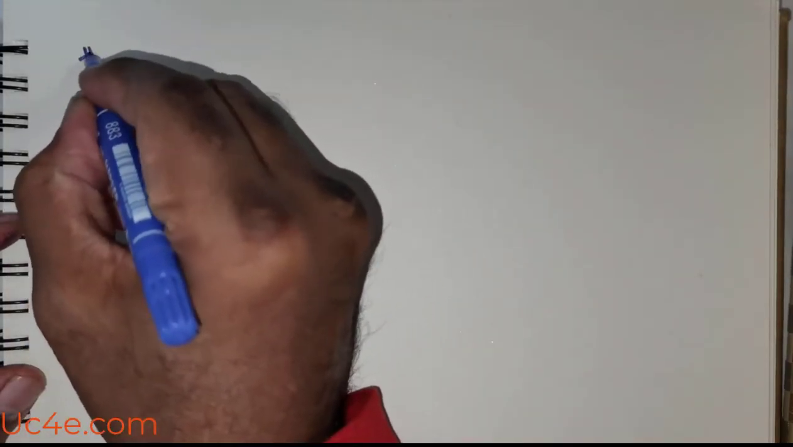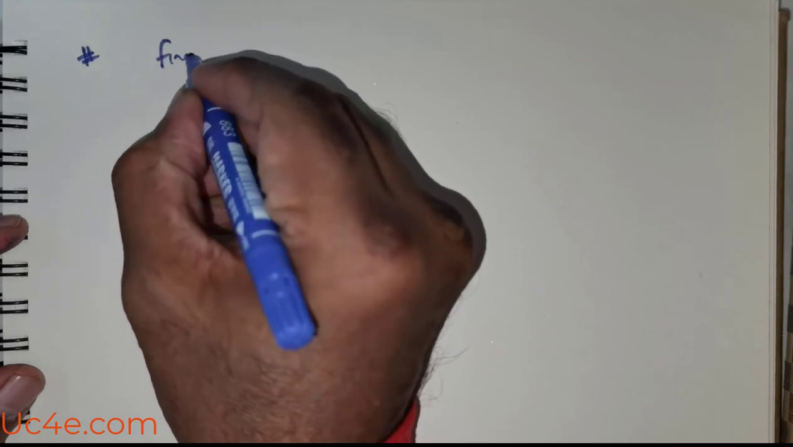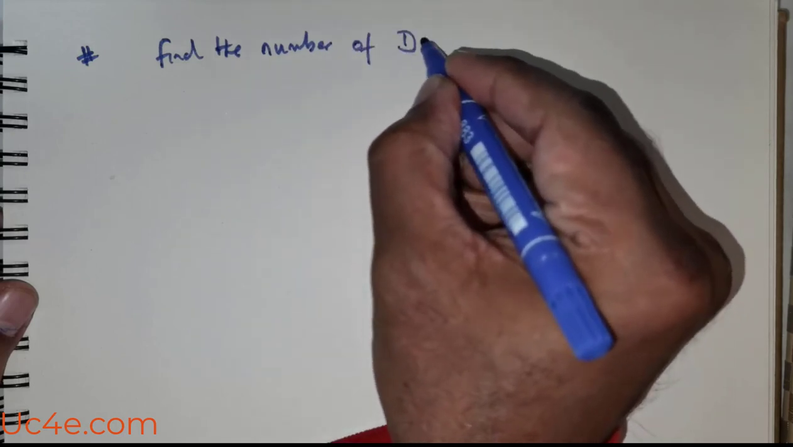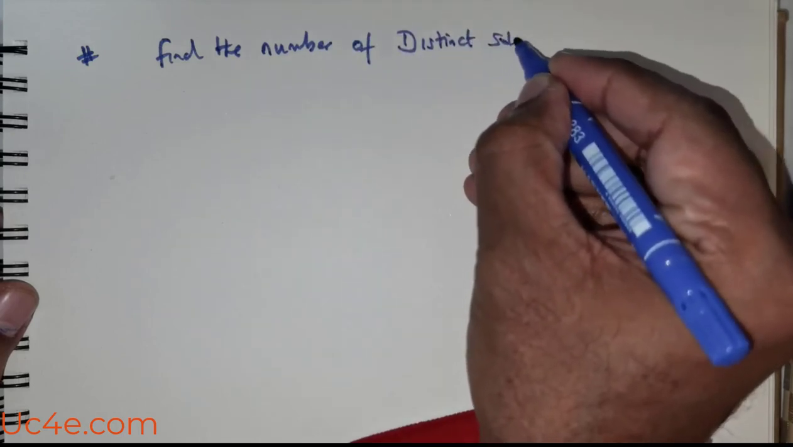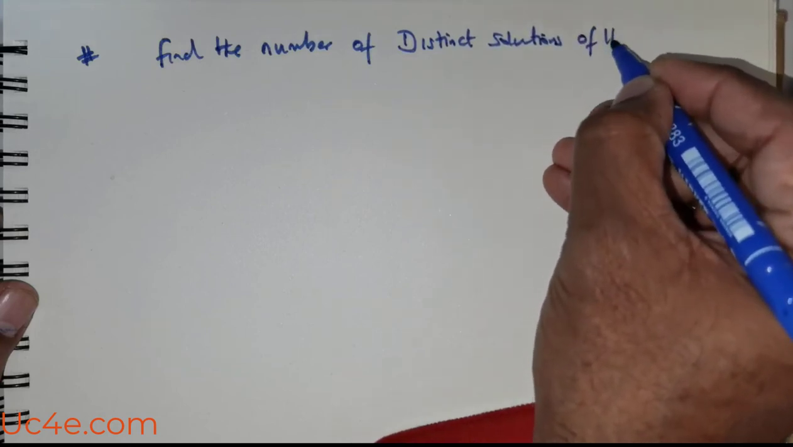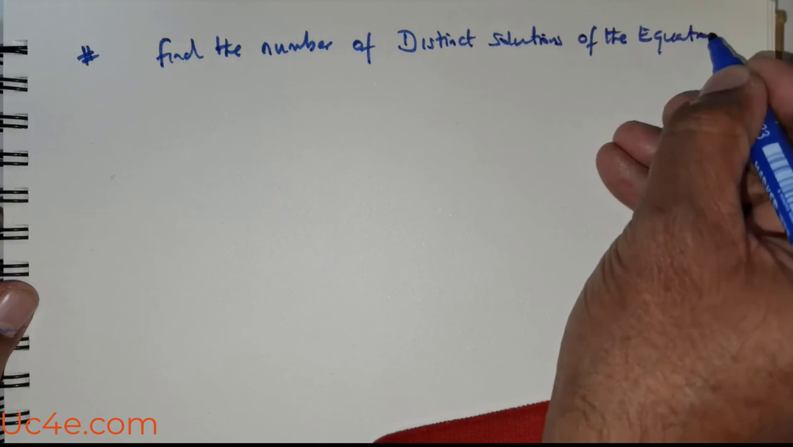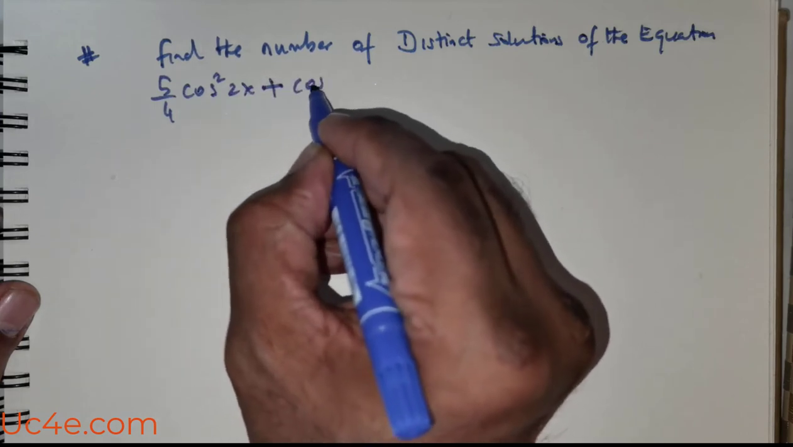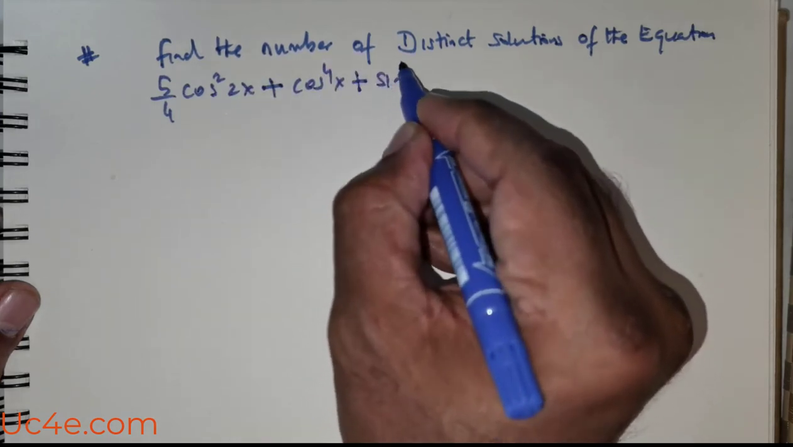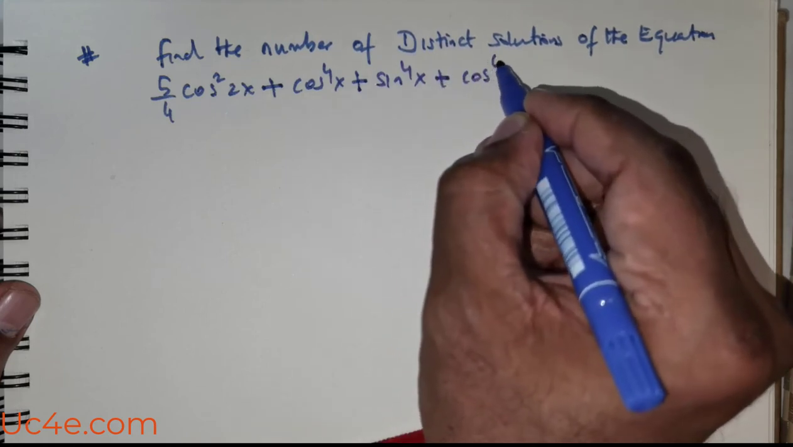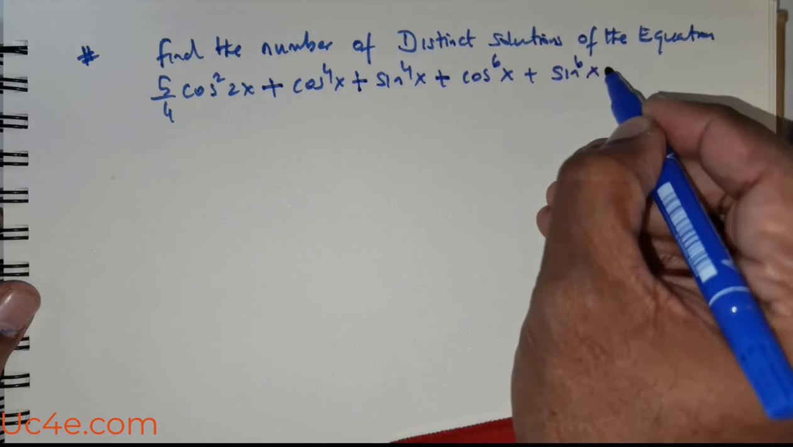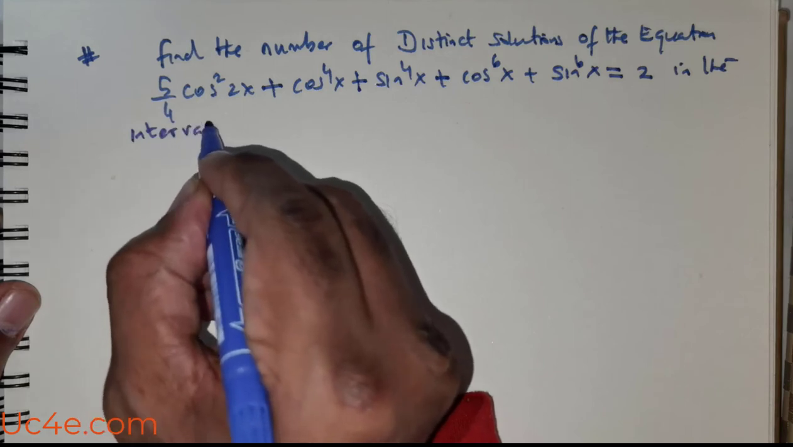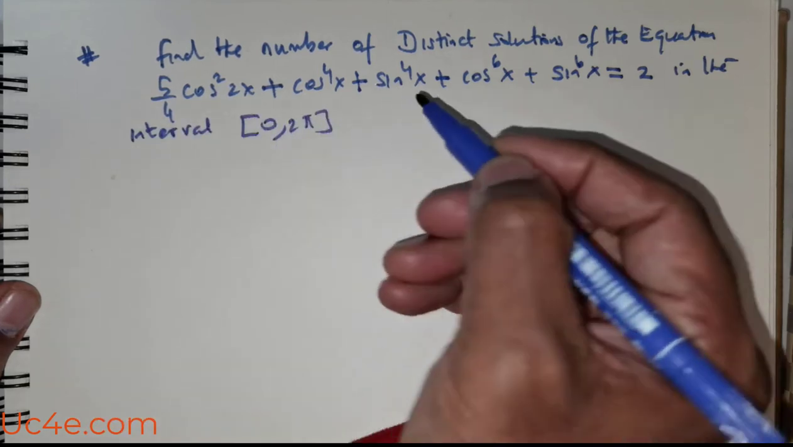Let's do this question, students. We've been given to find the number of distinct solutions of the equation 5/4 cos²2x + cos⁴x sin⁴x + cos⁶x sin⁶x = 2 in the interval [0, 2π]. This is a lovely question.